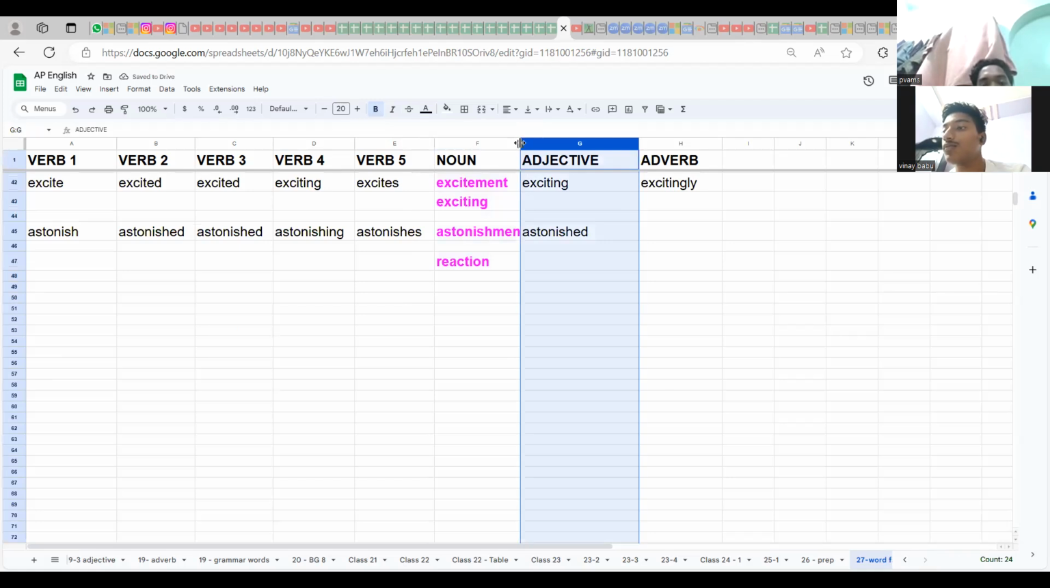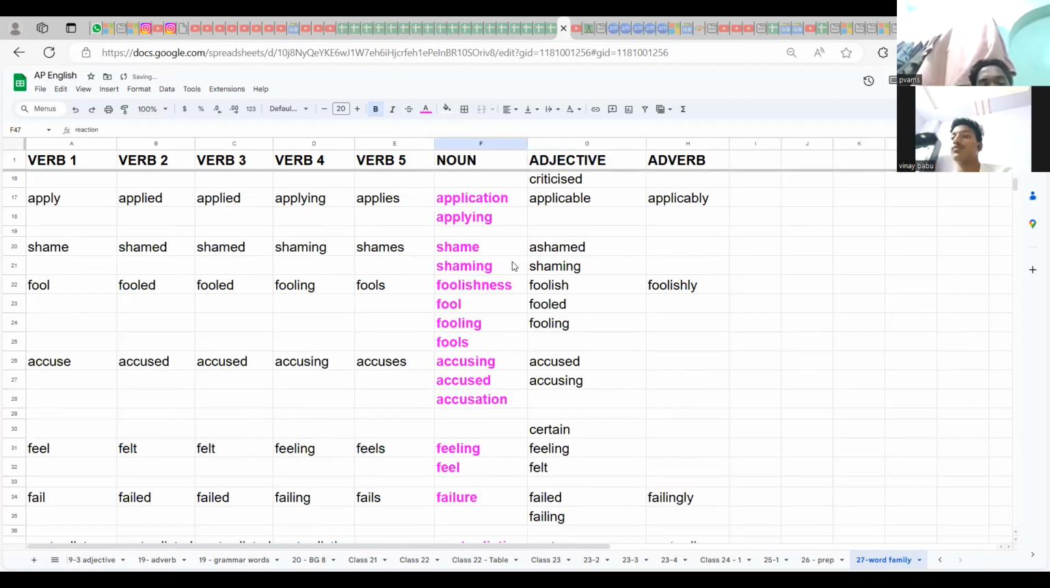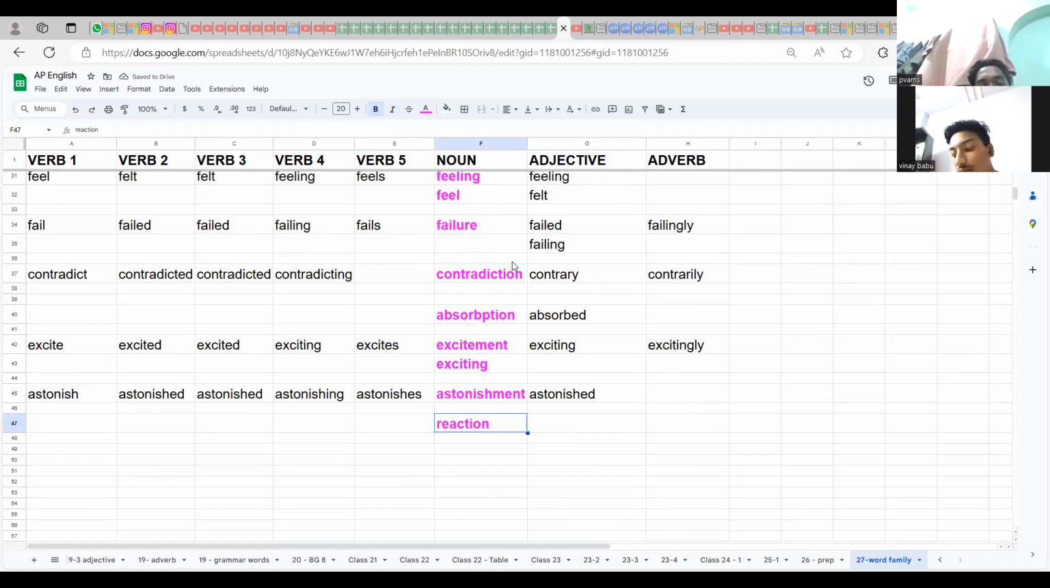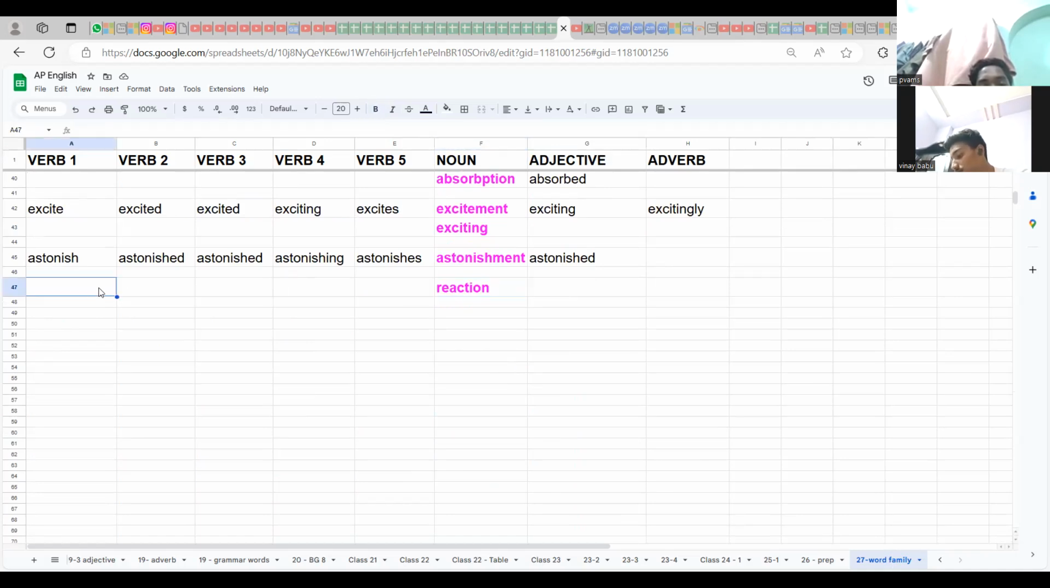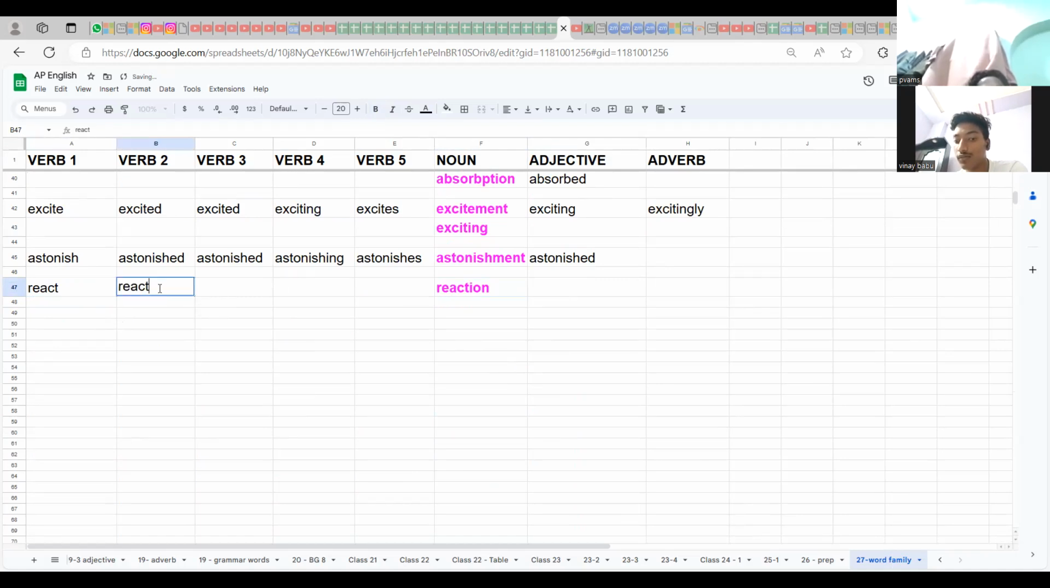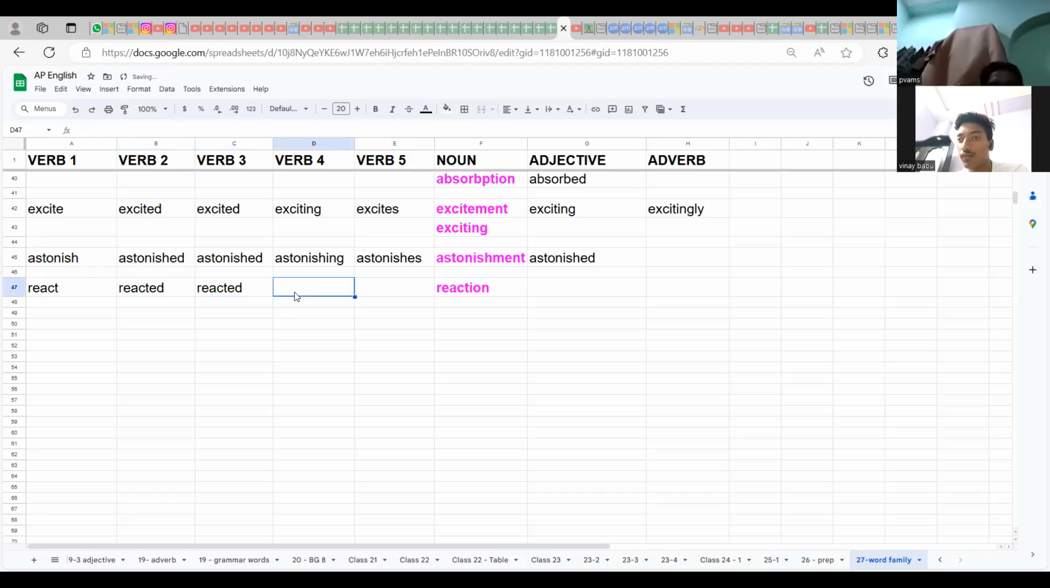Very, very special color. We'll keep it in a different color. Reaction. Look at that. The verb is going to be react. This is the word from the, you have to know. Reactor. Reactor. Reacting, reacts.